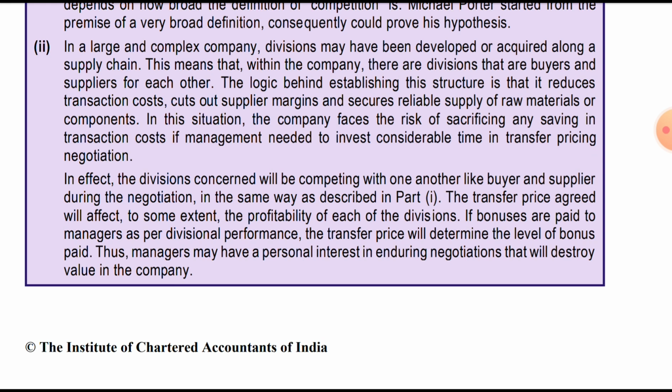Simply put, the supplying division will state that this will be the transfer price, but from the buyer's point of view, he would agree to some lower or some other price. So they have to come to a negotiation for a transfer price. In the same way as described in part 1, where we discussed which party has the power, on that basis the transfer pricing would be decided.